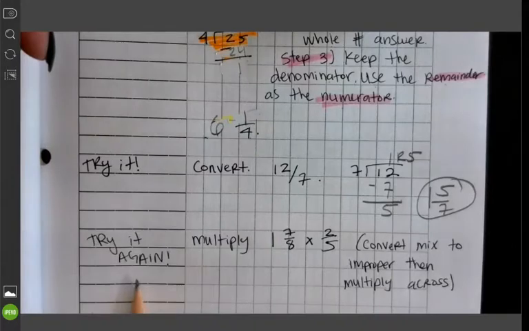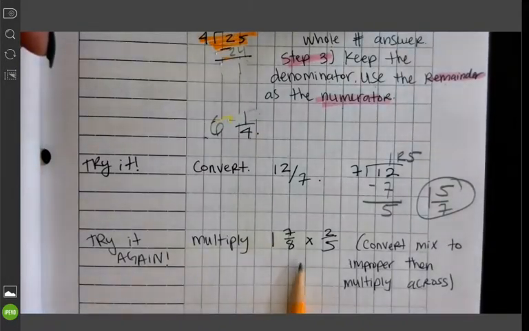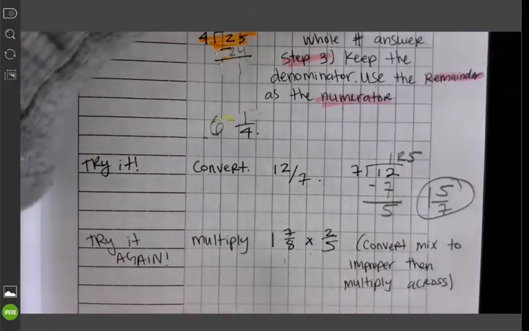So we're going to try it again, except what we're going to do is apply it to multiplication. So I want you to multiply 1 7/8 times 2/5. And you are not allowed to do 1 7/8. You have to convert 1 7/8, a mixed number, to an improper fraction, and then multiply across. So if you haven't done that already, push pause and do it.